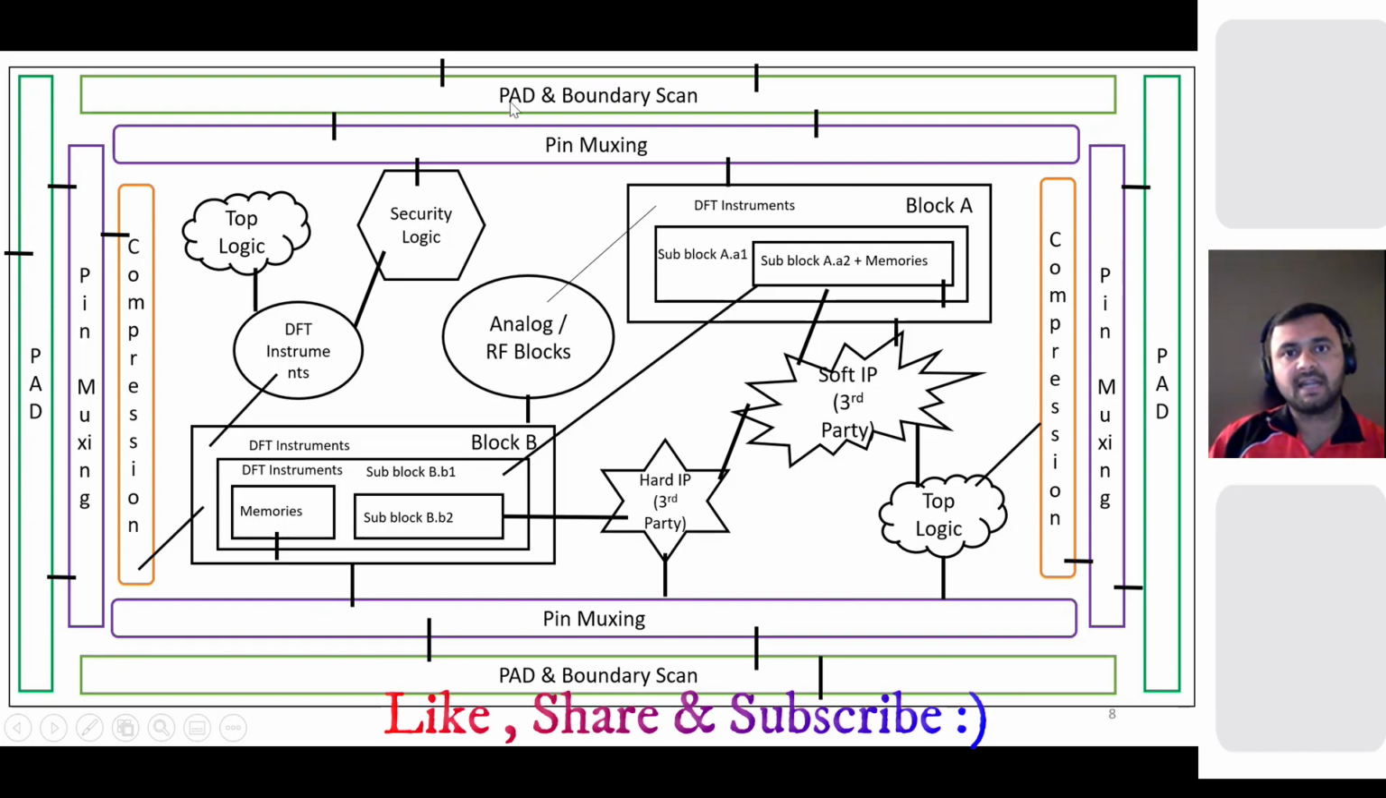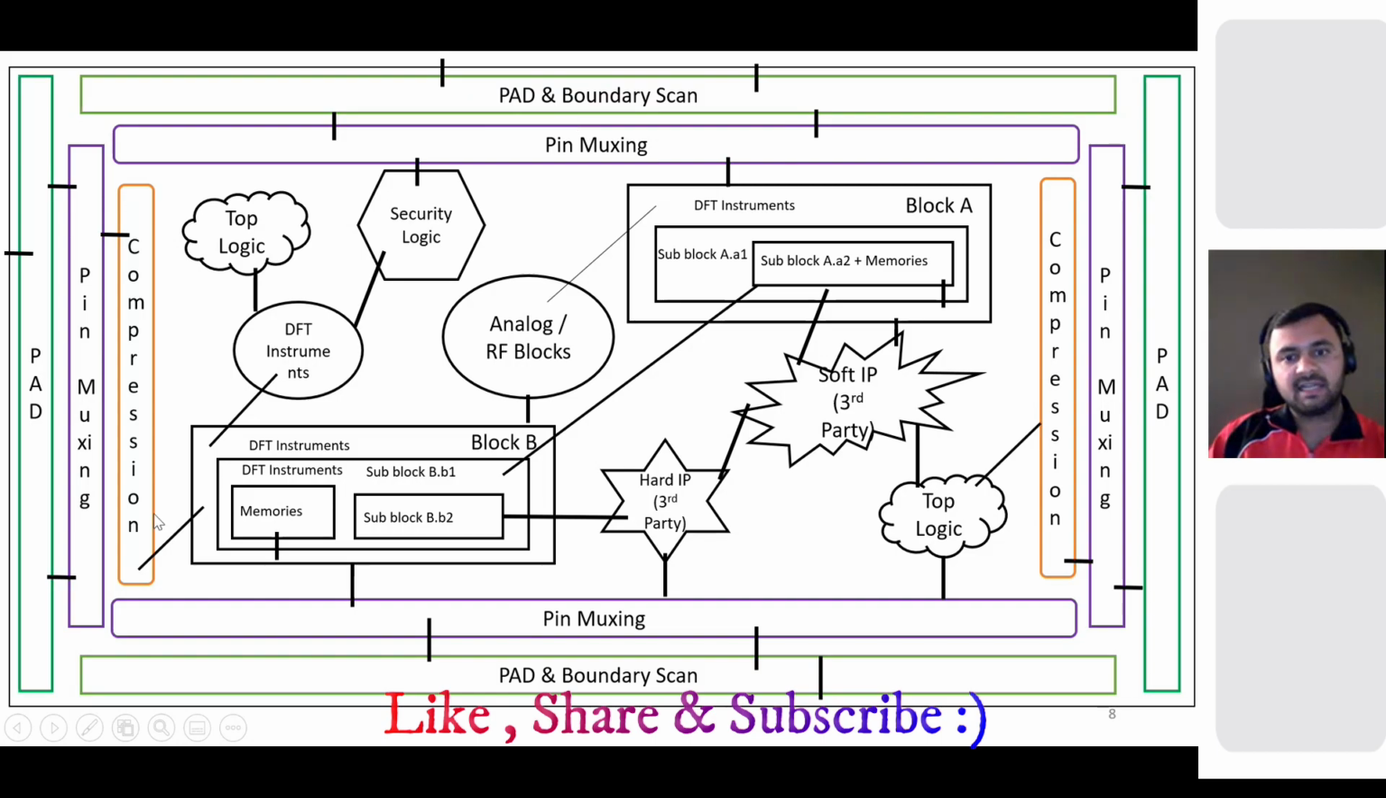And then you have your pad and boundary scan. Pad is nothing but the pins which are coming at the top, which are mounted, that is called pad. Pads are of two types: analog pad, and digital pad for digital signals. And then you have boundary scan. I'll tell you the details, like why we are using this boundary scan.